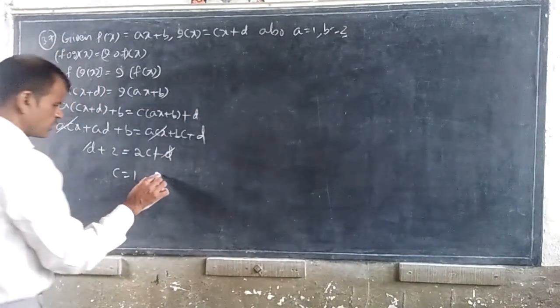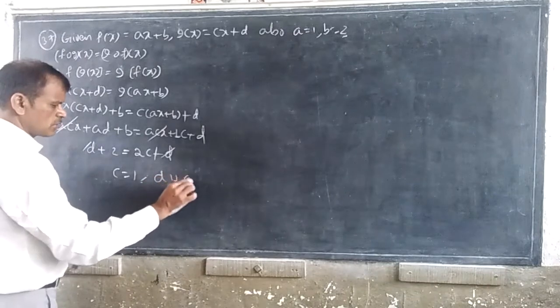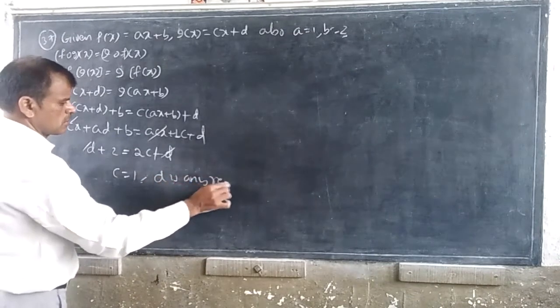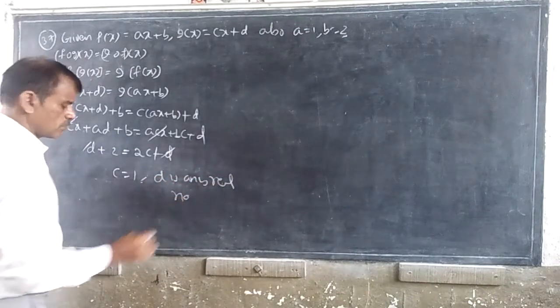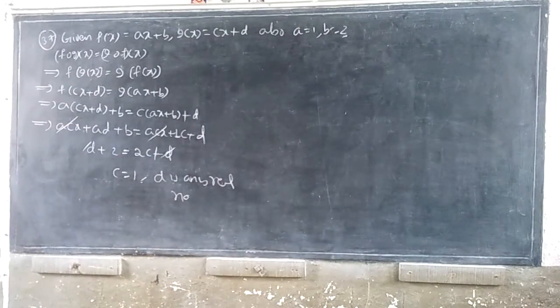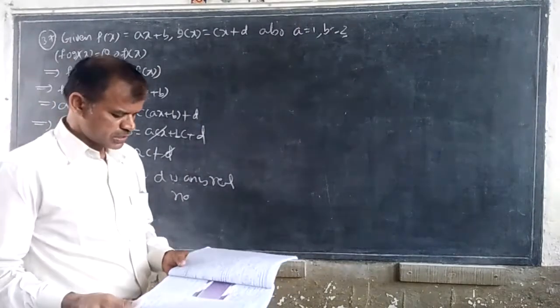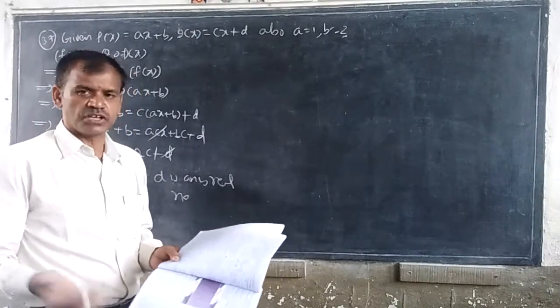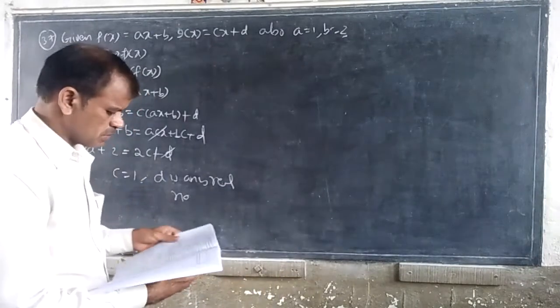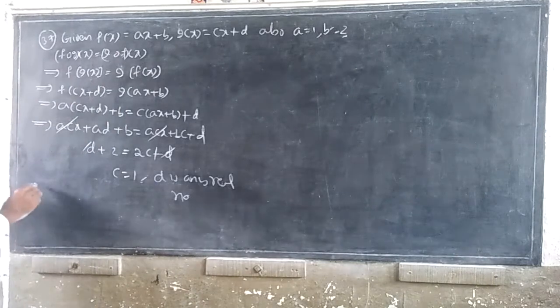So c is equal to 1. d is any real number. c is confirmed as 1 and d is any real. Of course, they gave the option as d is arbitrary, meaning any real number. Option 2.